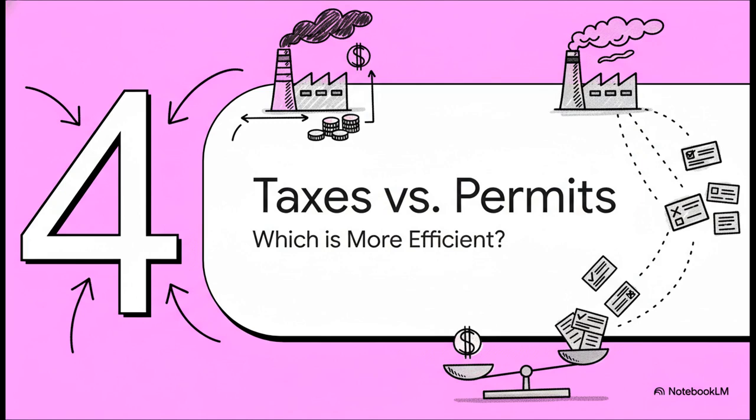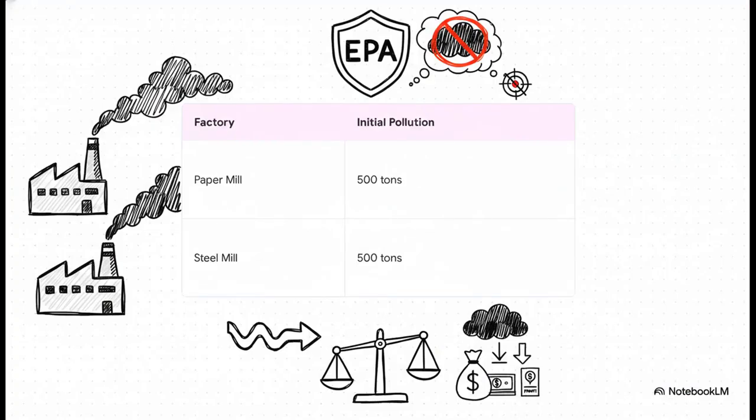Which of these market-based policies is actually better? A tax or this other thing called tradable pollution permits? Let's break down the pros and cons. To really get this, let's use a concrete example. Let's say we have two factories, a paper mill and a steel mill. Each one is currently polluting 500 tons of gunk. The EPA steps in and says, nope, not happening. The total between you two can only be 600 tons.